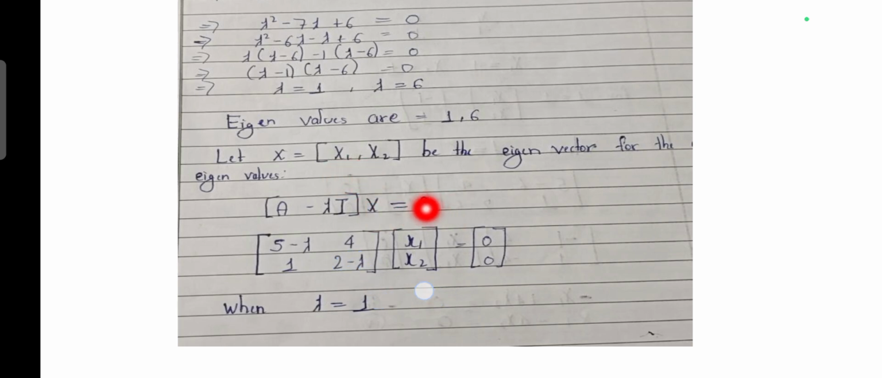0 is a null matrix. Then we put all values: [5 minus lambda, 4; 1, 2 minus lambda] into matrix [x1; x2] equal to null matrix 0. Now we are taking lambda equal to 1. We are going to find the eigenvector for lambda equal to 1.